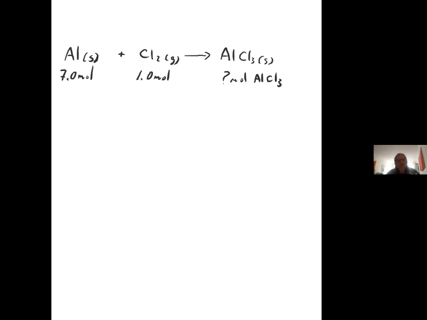So step one, balance the equation. Aluminum is already balanced, so that's good. But what about the chlorine? There's 2 chlorines on the left and 3 on the right. So again, if those numbers are not equal, what you can do is you say, well, what's 2 times 3? It's 6. So 3 times 2 is 6, and 2 times 3 is 6. Now the aluminum needs to be fixed by putting a 2 over there. That's kind of fun, right? So there you go. There's your balanced equation.